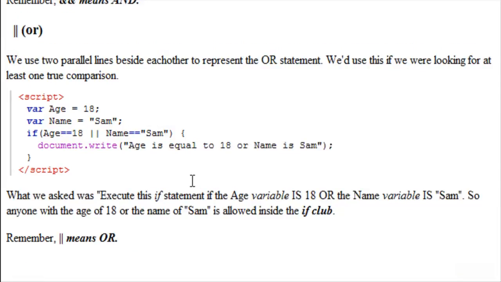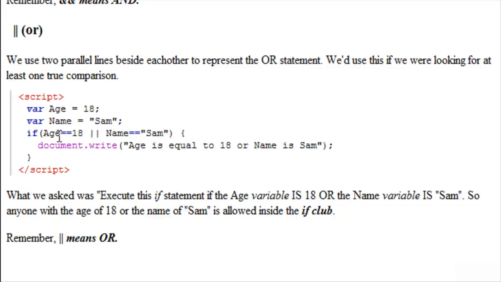Just like that. And lastly, we have the or, which are 2 parallel lines. Often you can find this line by hitting shift, and the key is quite often near the enter key, just to the left of it. So it's not 2 L's, it's not 2 capital I's, it's not 2 number 1's, it's 2 parallel lines. And that means or. Now we'd use this if we were looking for at least 1 true comparison. So again, we have age is equal to 18, name is equal to Sam. If age is equal to 18, well that is 18, or name is equal to Sam, then it's going to execute our code. Well, age is in fact 18, so that's true, and name is equal to Sam.